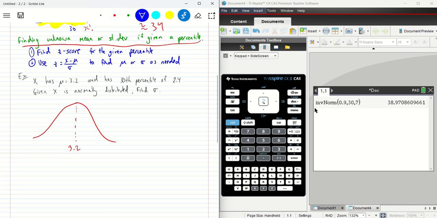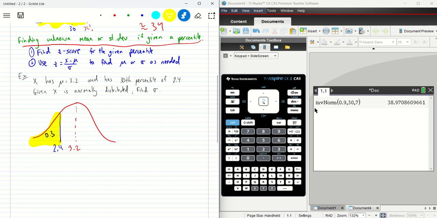What does that mean? That means that if I've got some line somewhere and I've got my value of 2.4 there, this area in here is 0.3. That area under there is 0.3. That's what the 30th percentile means. The 30th percentile tells you what value has 30% below it in the graph. Okay, so I've got that there.